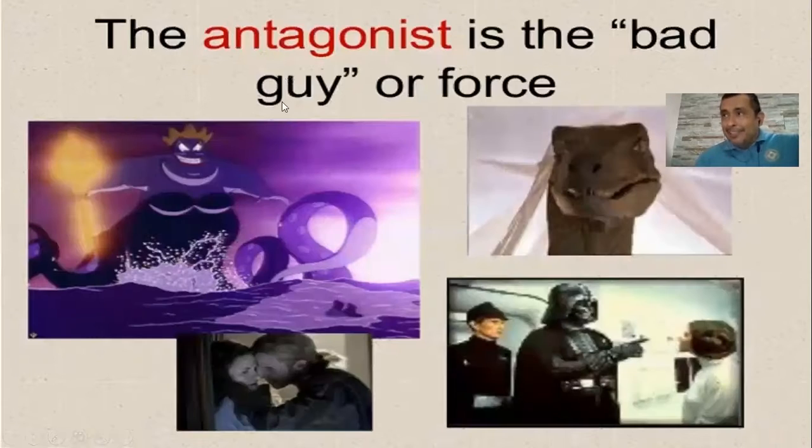The antagonist is the opposite. He is the bad guy, you know, the bad person acting in the story. It can be animals like this dinosaur from Jurassic Park and Star Wars. Look at here, you have seen all of these movies, right? So you have an idea what I'm talking about: antagonists, bad people, bad guys.